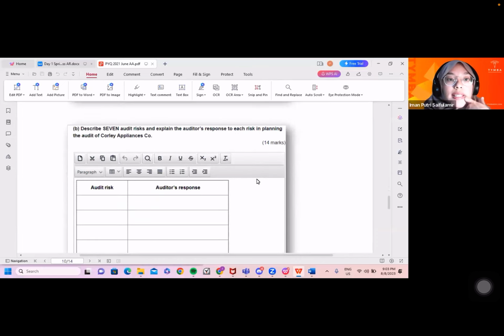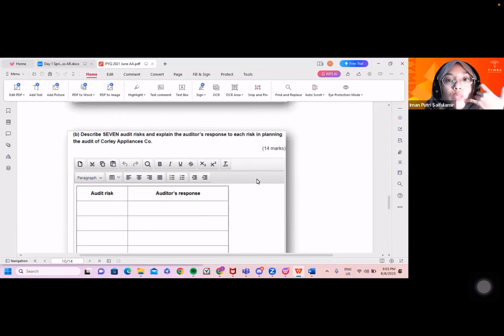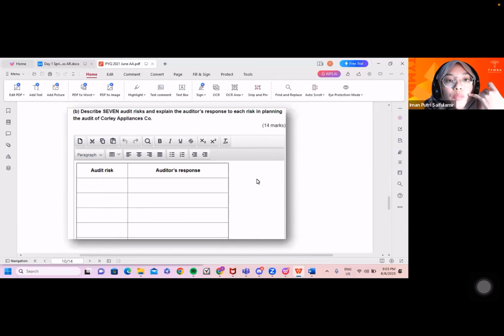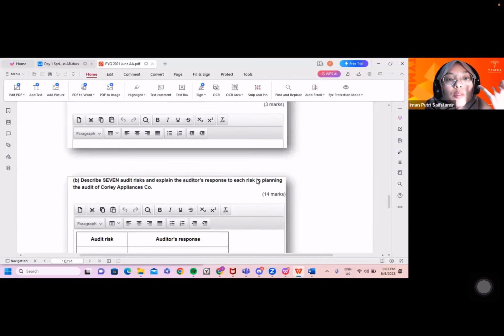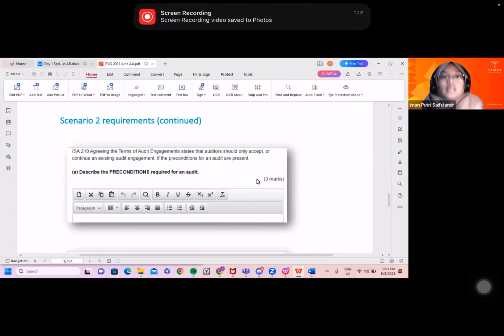Okay, next is we want to describe 7 audit risks and explain the auditor's response to each risk in planning the audit. So I hope that you guys can go through the scenario. Maybe I'll explain on this part here. Okay, on the preconditions before we go into the scenario.